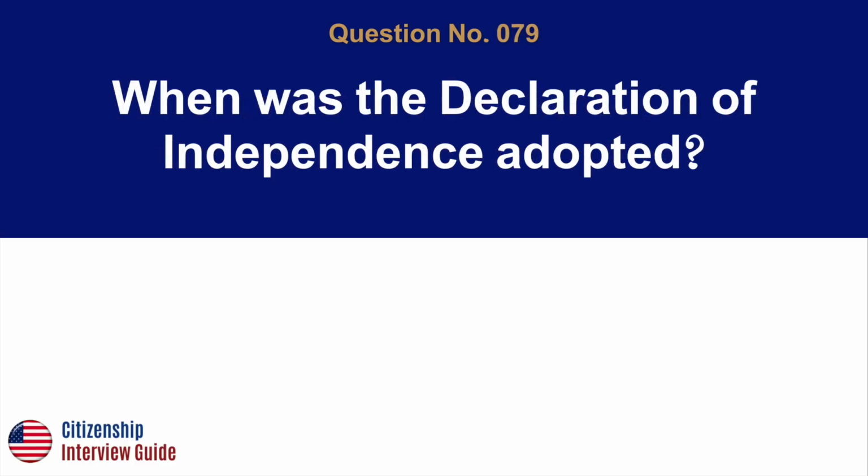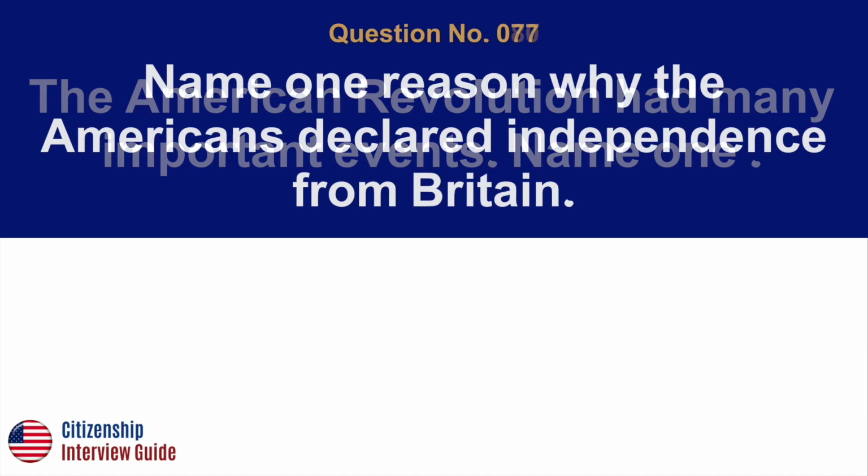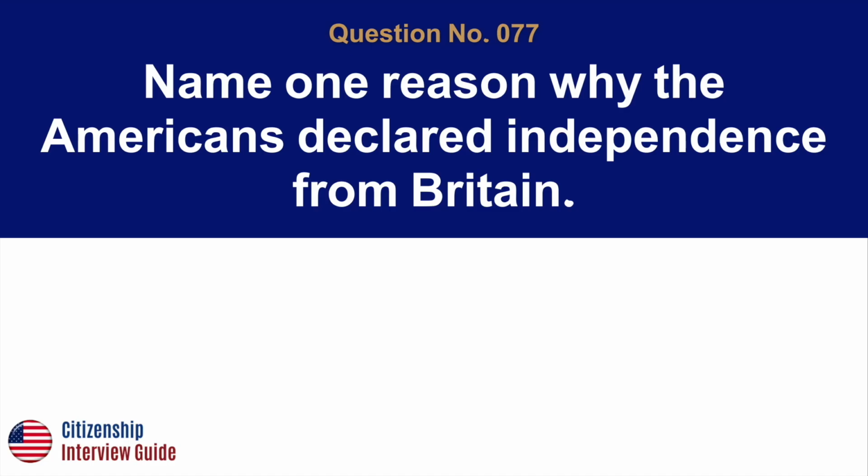When was the Declaration of Independence adopted? July 4th, 1776. Name one reason why the Americans declared independence from Britain. High taxes.